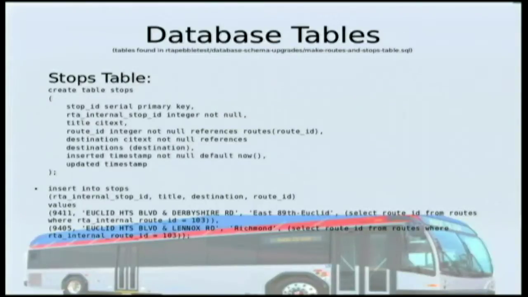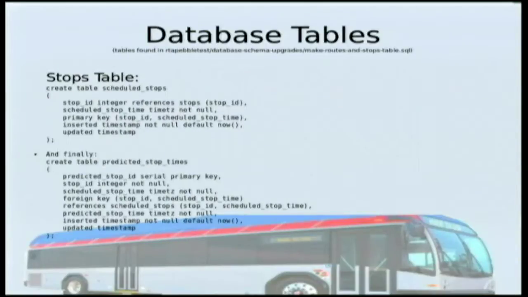So you can see a few examples of inserting. We have Euclid Heights and Derbyshire Boulevard. RTA's ID is 9411. It's going to end up at East 89th and Euclid. And we're just going to select my internal route ID using RTA's. And then we'll add one at Euclid Heights and Lenox. So one's going one direction, the other's going the other direction. And we'll do the same thing for the other bus route.